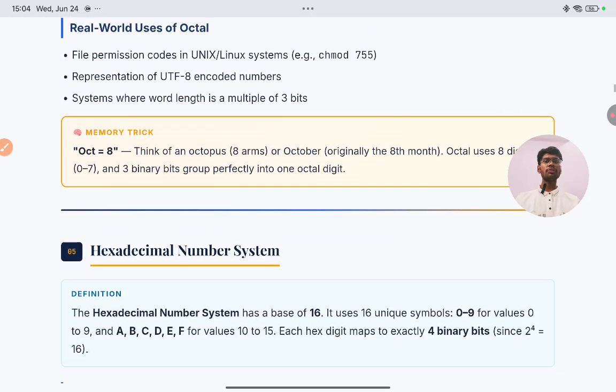But what are the uses of octal? That is the main thing. File permission codes are used in Linux and Unix systems, like chmod 755.